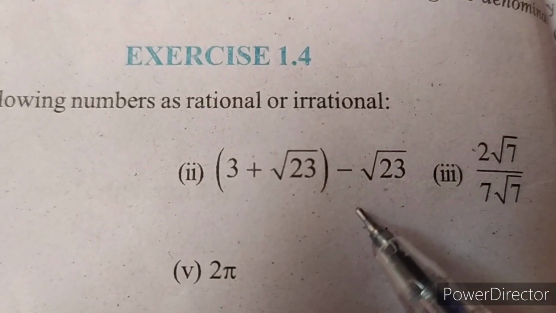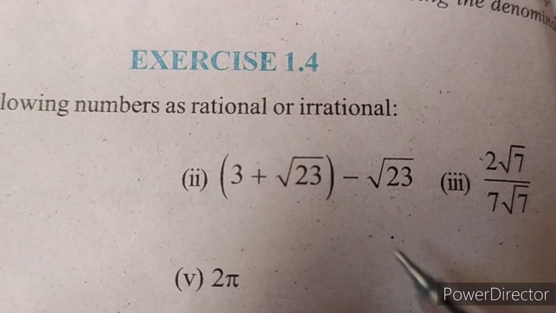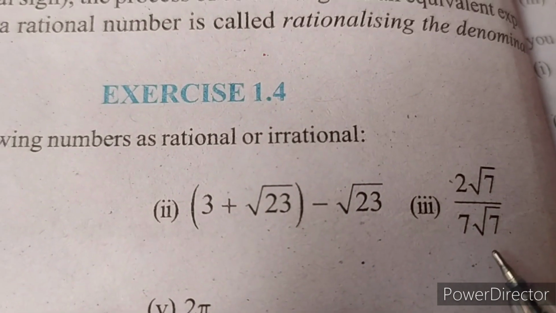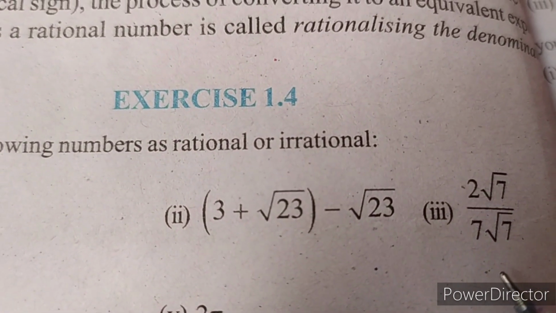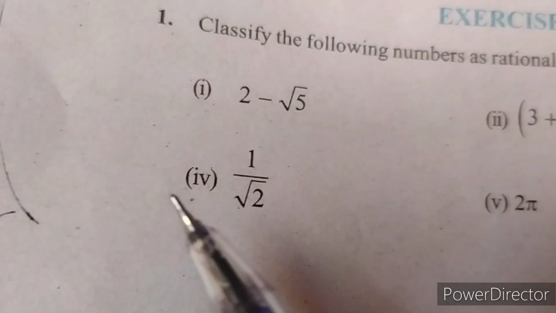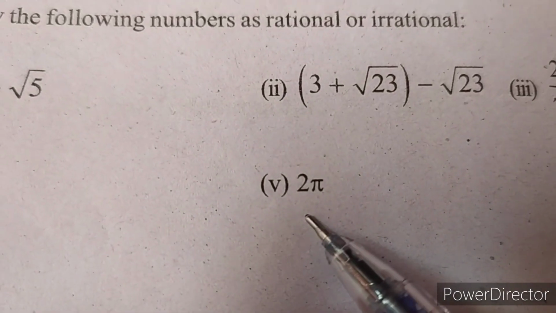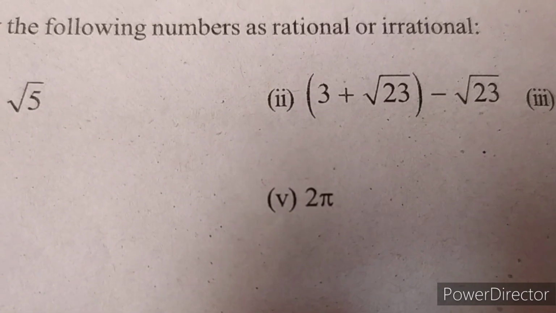Question number 2 is plus 23 minus under root 23 will cancel out each other, and this is a rational number. Answer number 3 is again under root 7 will cancel and you will get a rational number. And here you have irrational number, and this is again irrational because pi is irrational number. Now let's come to question number 2.